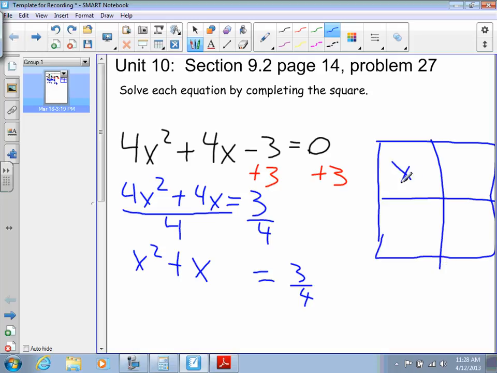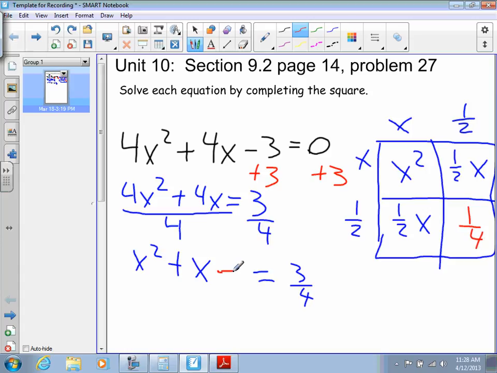So we have x squared here, and we need to break our x in half. So we have 1/2 x here and 1/2 x right there. So we have x and x, 1/2 and 1/2. And then what we need to add to both sides is 1/4, 1/2 times 1/2. So we're going to add plus 1/4 here and plus 1/4 here.